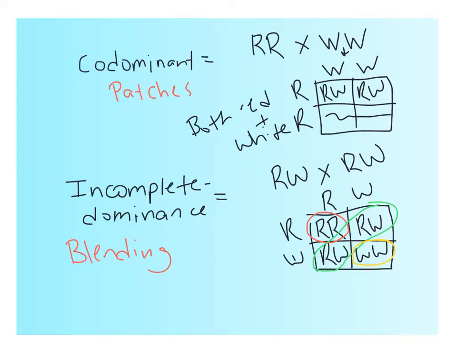Remember, with incomplete dominance, you get a blending. Red crossed with a white gives you pink. Codominant, red crossed with a white gives you patches of red and white. How do you remember that? Well, I gave you that little hint of cow dominance. Remember, you've never seen a pink cow, but you have seen cows that are red and white.